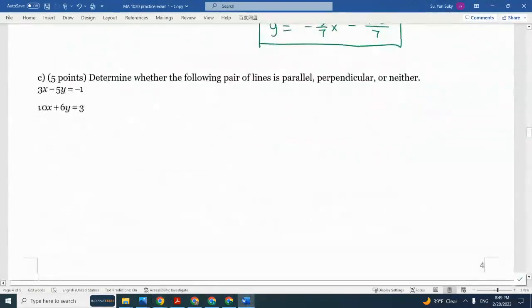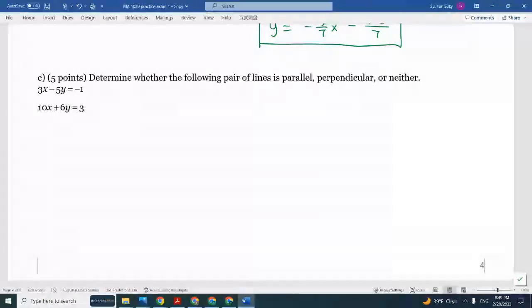By the way, your practice exam has a lot of problems. Your actual exams will have fewer problems than these, so you won't see that many. But I won't tell you which one I'm going to test you on. So I want to give you more problems, and then I want to pick some to test you on the actual exam. Okay, determine whether the following pairs of lines are parallel, perpendicular, or neither.